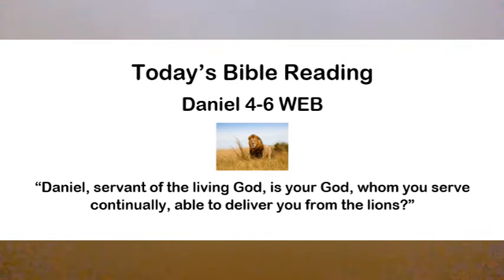This is the interpretation, O king, and it is the decree of the Most High, which has come on my lord the king, that you shall be driven from men, and your dwelling shall be with the animals of the field. You shall be made to eat grass as oxen, and shall be wet with the dew of the sky, and 7 times shall pass over you, until you know that the Most High rules in the kingdom of men, and gives to whomever he will.